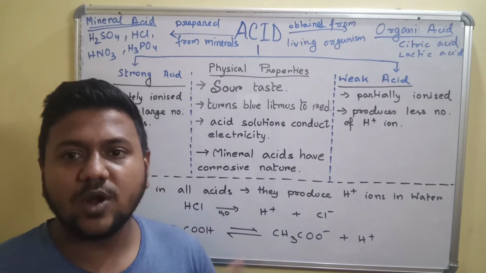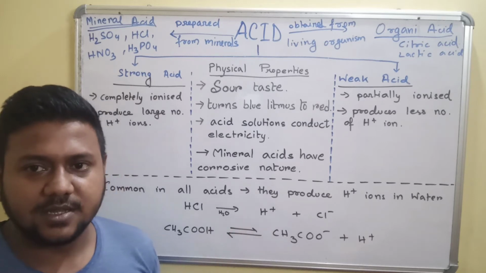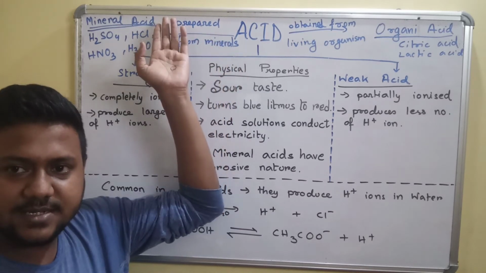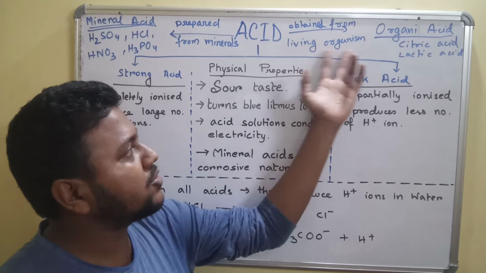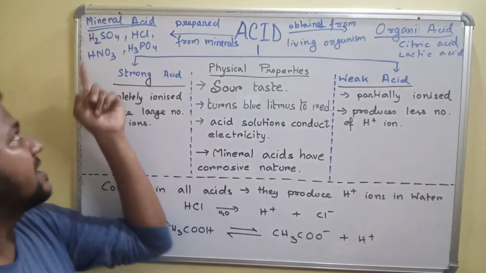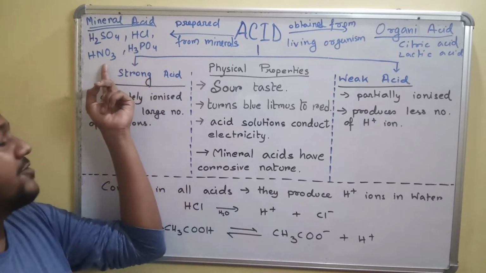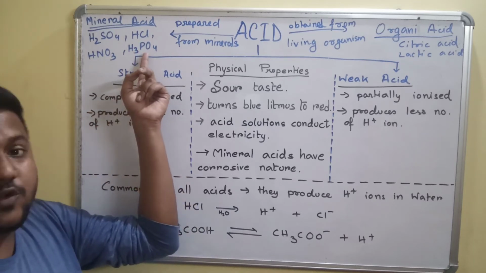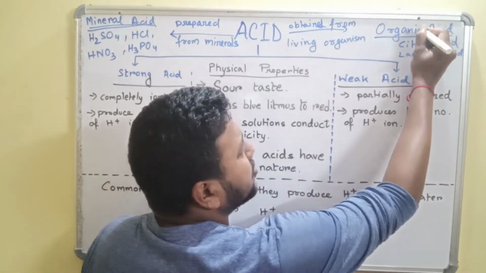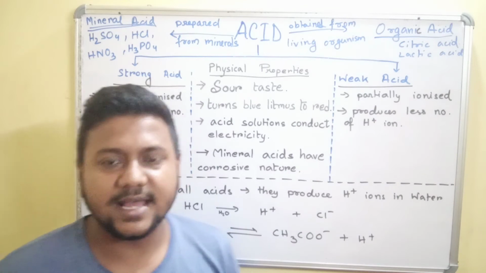Okay, so far what we have learned: acids can be classified on the basis of their origin. When acids are prepared from minerals, they are called mineral acids. When acids are obtained from living organisms, they are called organic acids. Examples of mineral acids are sulfuric acid H2SO4, hydrochloric acid HCl, nitric acid HNO3, and phosphoric acid H3PO4. We know many organic acids like citric acid, lactic acid, oxalic acid, and acetic acid.